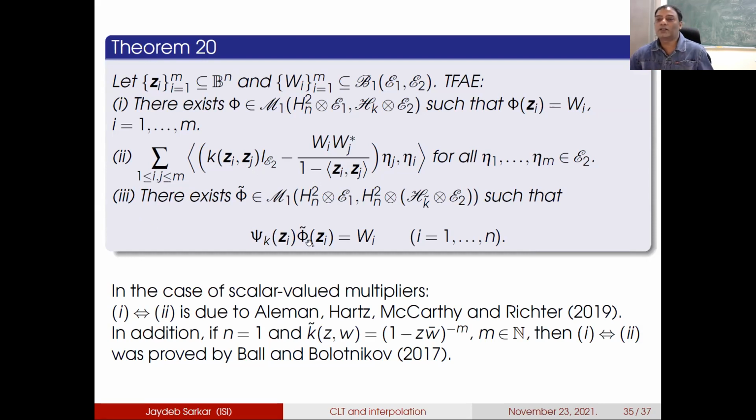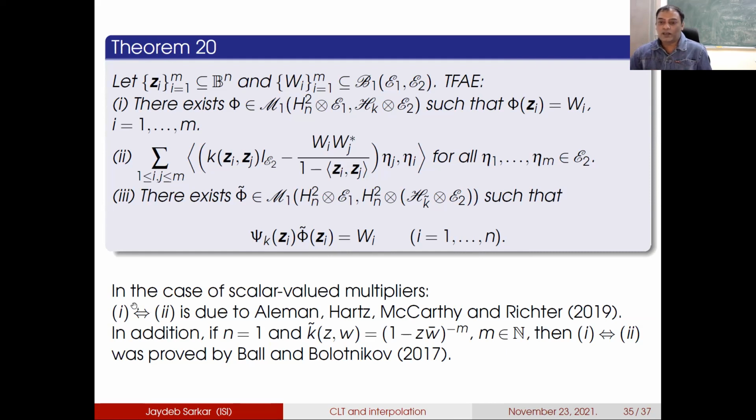And the third condition is, so remember the factorization. If you are going to get a phi, then this phi is going to get factored through your psi k, and essentially it's a restatement of that. So you are going to get a phi tilde, which is, let's say, a nice multiplier from H2n to H2n itself, such that psi k, the canonical, times phi tilde, the nice one, at Z_i is going to be W_i. That's the interpolation in this setting.